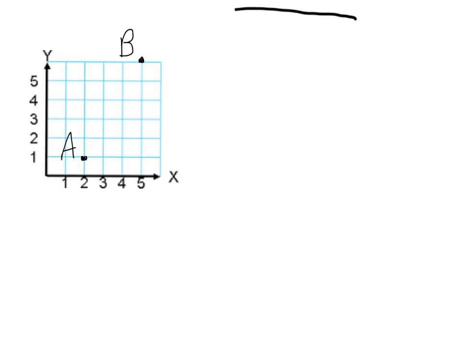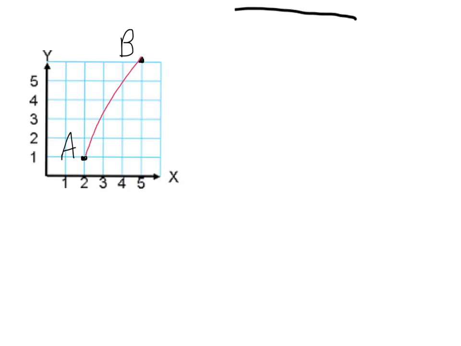So the question is, what's the distance between those two points? And remember, that's defined by the length of this segment, the straight segment from A to B. If we can find that length, we know the distance. So, how does this relate to the Pythagorean theorem?